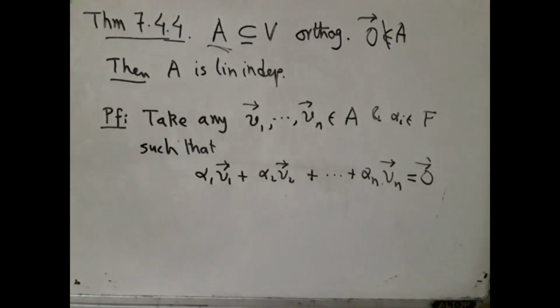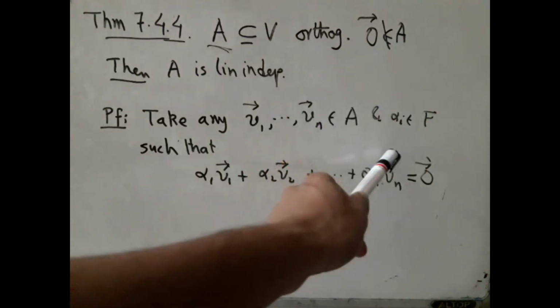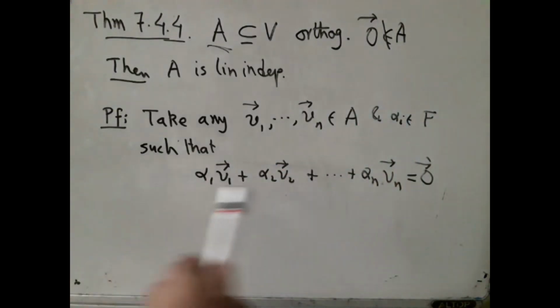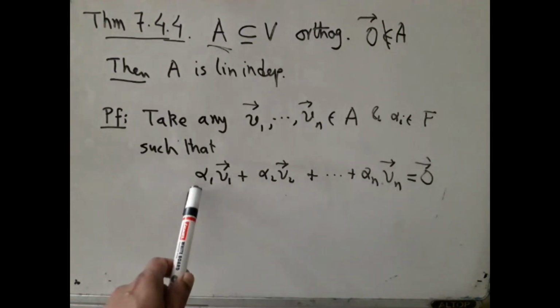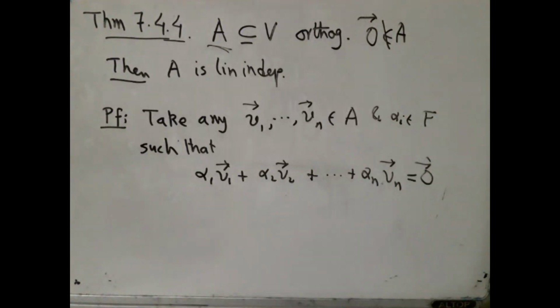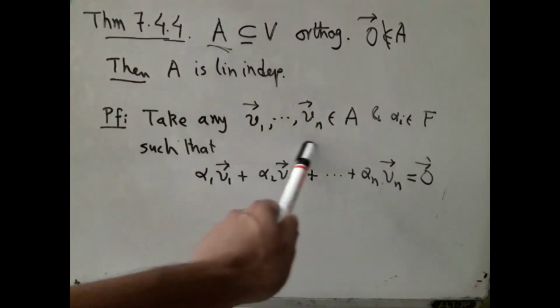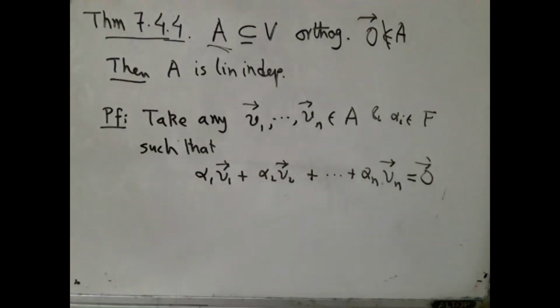We start with any finite number of vectors in A and some scalars in the field, which is R or C, such that this linear combination is equal to 0. Remember, the definition of linear independence says that whenever this happens, we should be able to show that all the alpha i's are equal to 0. Observe that A may be itself infinite, but at every step I am taking only finitely many vectors. So that is the definition of linear independence.